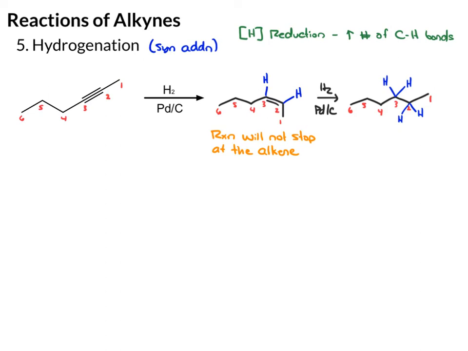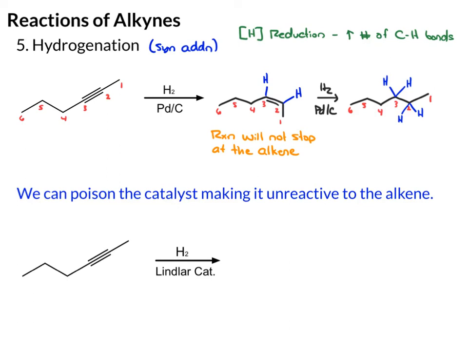But now thinking synthetically, it might be beneficial if there were a way to stop at this alkene. So perhaps we could start with an alkyne, reduce it to an alkene, and then take that alkene onto something else through a reaction. So there's a way to do this. What we can do is poison the catalyst, making it unreactive to the alkene. By poisoning it, it's only going to react with the alkyne, and then once you get to the alkene, it's unreactive towards it. The poison that we use is called Lindlar catalyst.